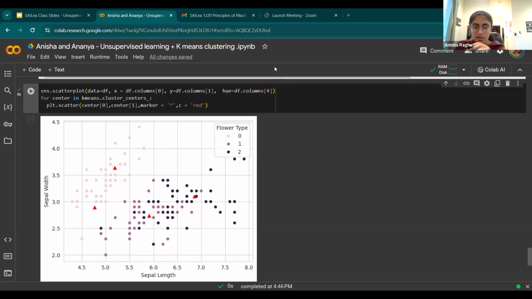Any questions on this? Okay, so now Ananya will be sharing her screen and we'll be going through this process with choosing different columns.